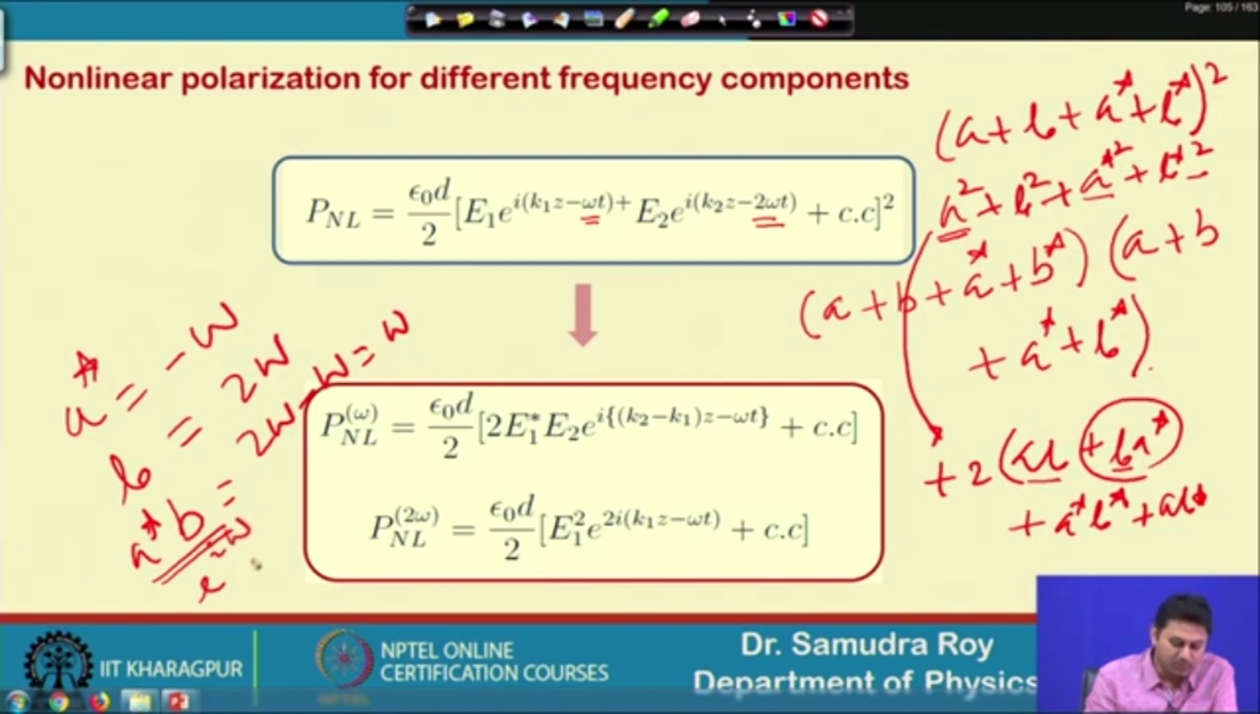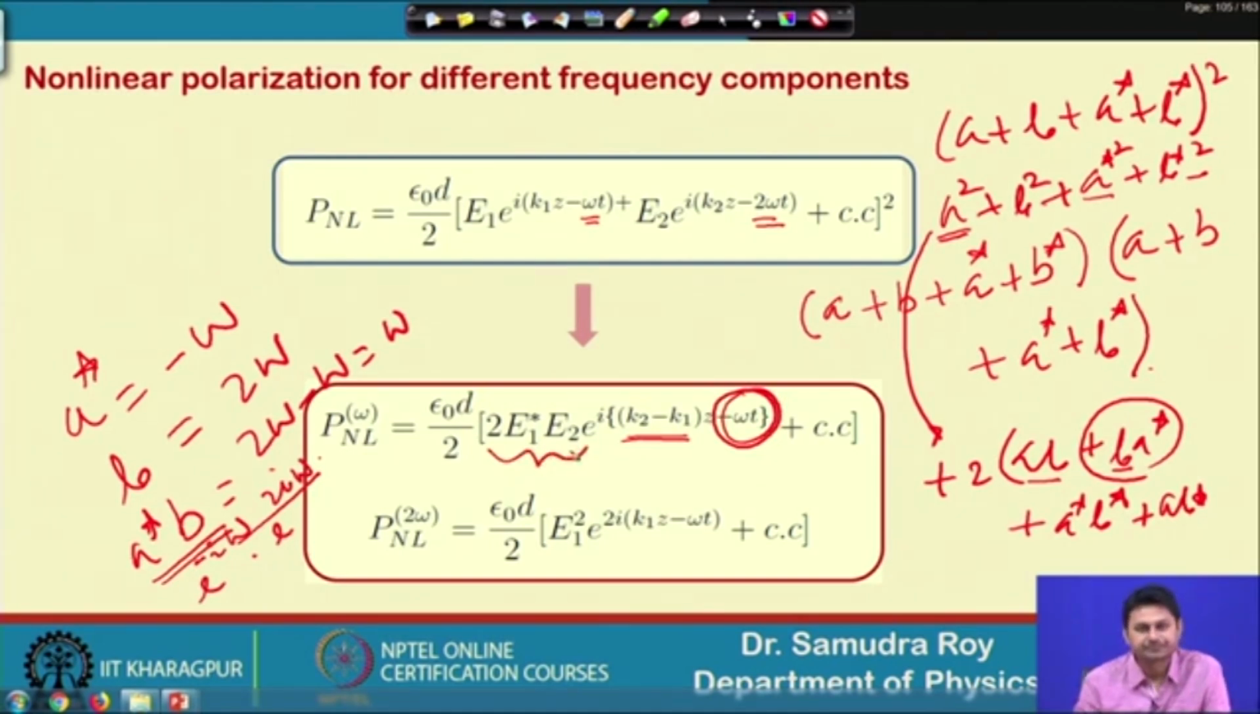exponential term. So, it will be e to the power i omega, and then it should be multiplied by e to the power minus i omega and multiplied by e to the power of 2 i omega. So, when you multiply that, this frequency component is going to add up. So, when we add up, then we will have a k term like k 2 minus k 1 and then the frequency of omega. So, you will find that we will have a frequency component of omega, but most importantly this term E 1 star and E 2.